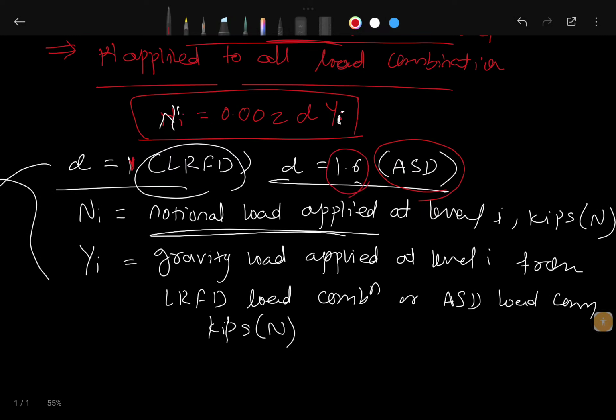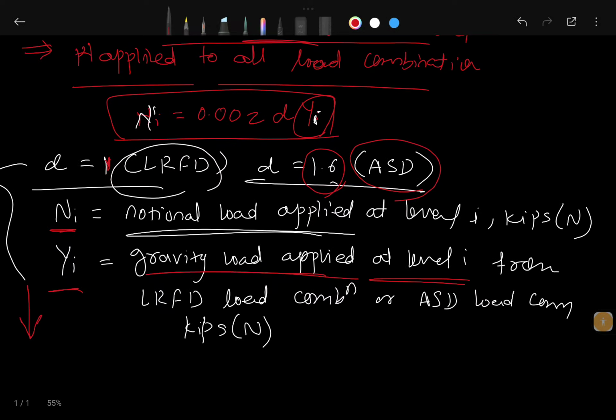Okay. Here you can see this Ni, Yi is nothing but gravity load applied at the level. Gravity load means vertical load applied at the level where we calculate notional load, we assume that value and multiply with 0.002. Okay, these are given in AISC 360-16, 2B.